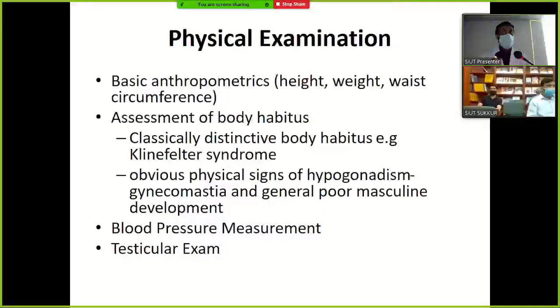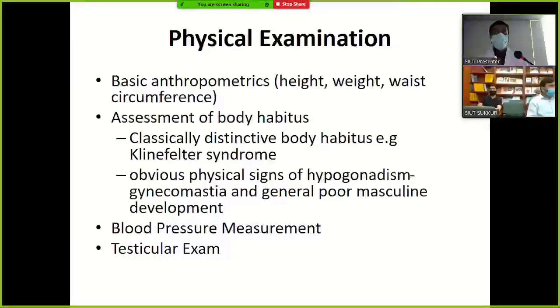And why do we use this IIEF? To classify it into mild, moderate, or severe erectile dysfunction and treat accordingly. Can we understand the cause of ED based on this questionnaire score? Cause? There is no cause-related question.